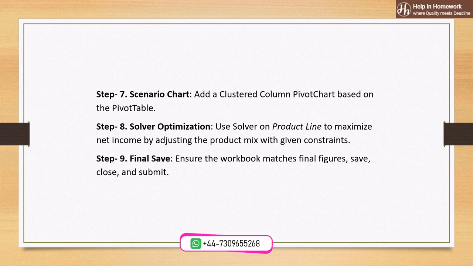Step 8. Solver optimization. Use Solver on the product line sheet to maximize net income by adjusting the product mix with the given constraints. Step 9. Final save. Ensure the workbook matches the final figures, save, close, and submit.